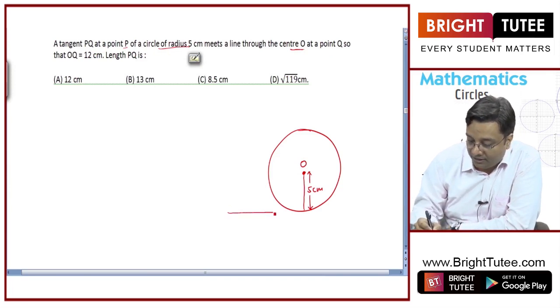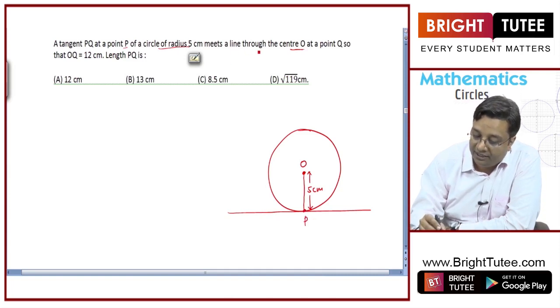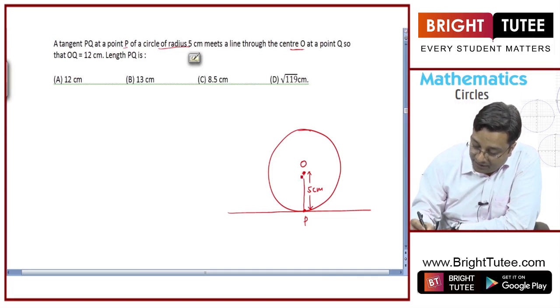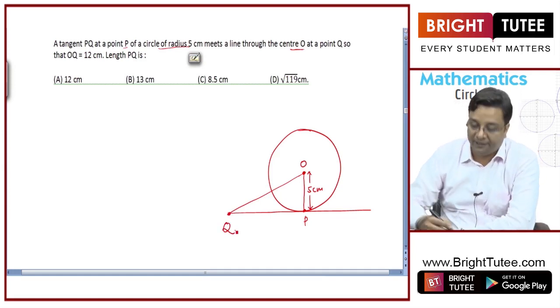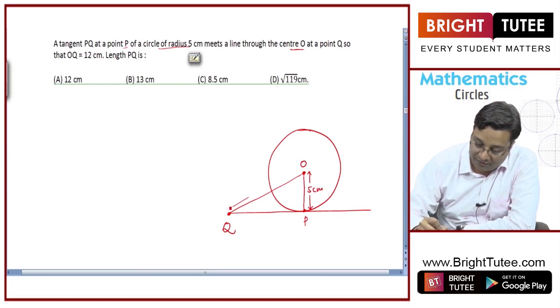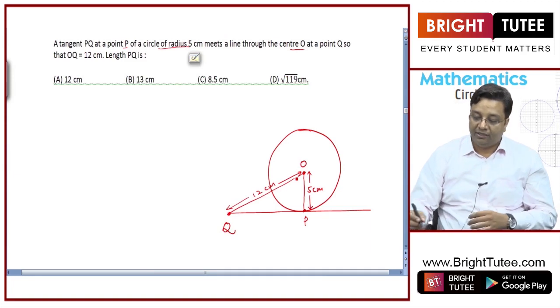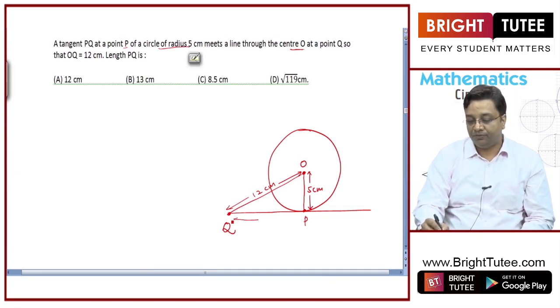A tangent PQ at a point P of a circle meets a line through the center O at a point Q, so that OQ is 12 centimeter. So let us take this tangent as this, and this point is point P. This tangent meets a line which is also passing through O at Q, and this length OQ is given as 12 centimeter. We need to find the length PQ. Let us say this is x centimeter.